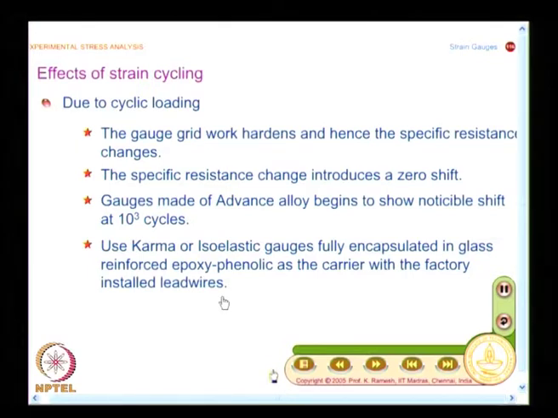So, in essence what we have looked at is, in some cases even if you worry about the right selection of the alloy and the backing and the method of installation, half of your problems are solved.